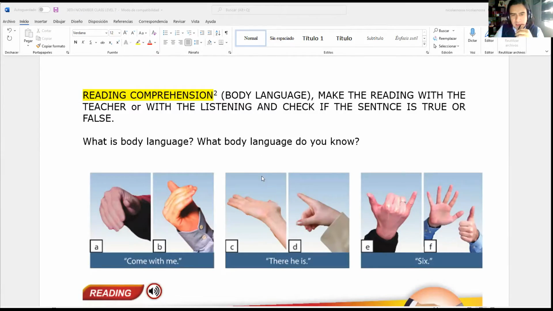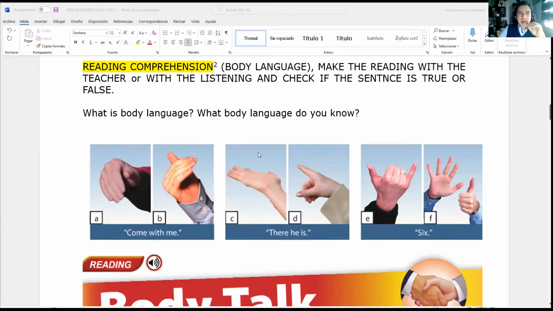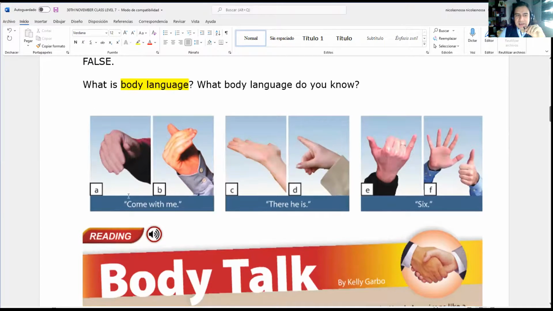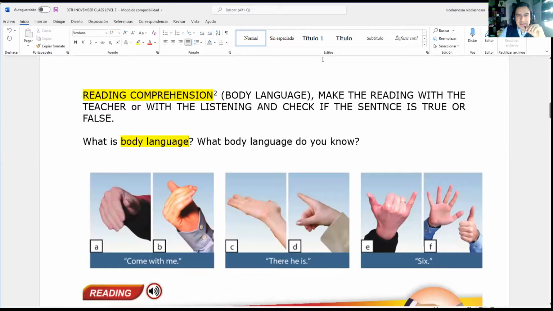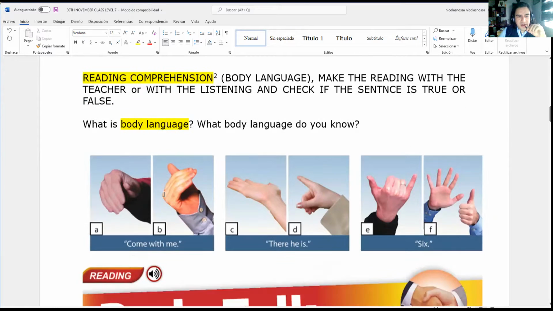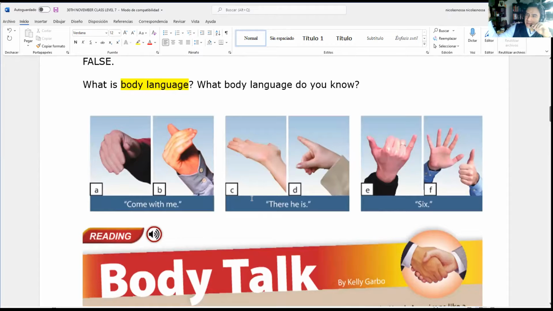Hey guys, sorry, some technical problems. I fixed it. So we have some body language. Tenemos aquí algo de body language, les decía, lenguaje corporal. And here we have some expressions that are very typical in some countries, no? For example, we have come with me. The first expression we have here. We can say like this, come with me. Yeah, like this.